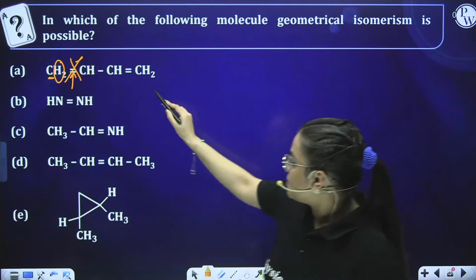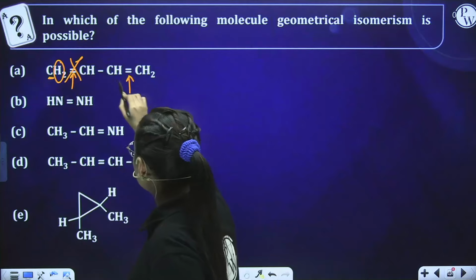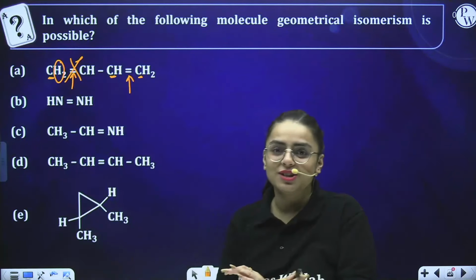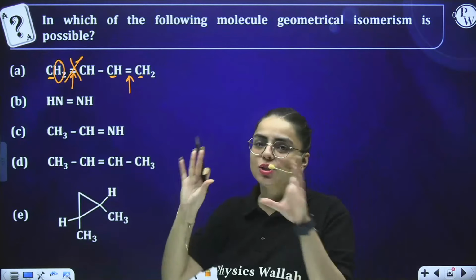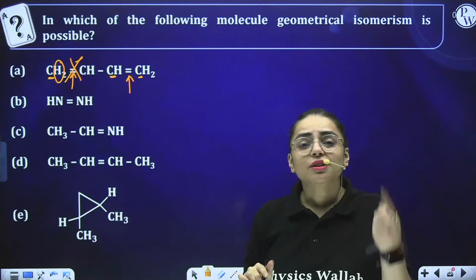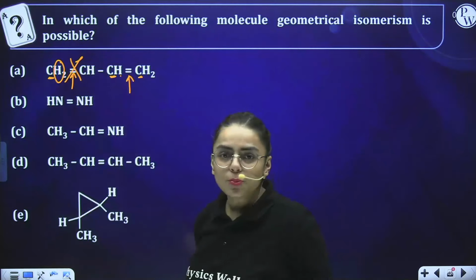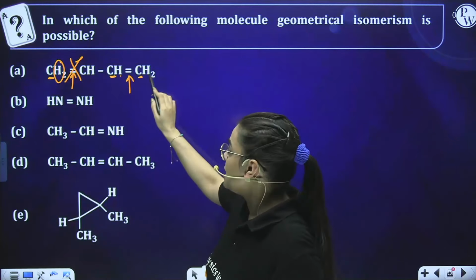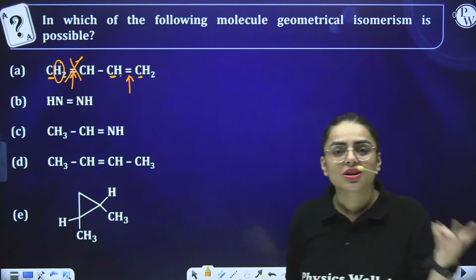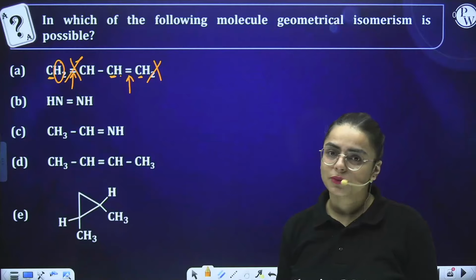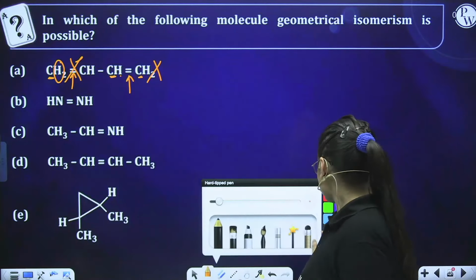Now if I talk about this case, students, here is one carbon, here is another carbon over the double bonds. Over the double bonds there are two carbons. Now we need to check different groups. Here, one is hydrogen, another one is this big group, and if I talk about this carbon, two hydrogens are present which are the same. So hence here no geometrical isomerism is possible. Okay, now let us see the next case.